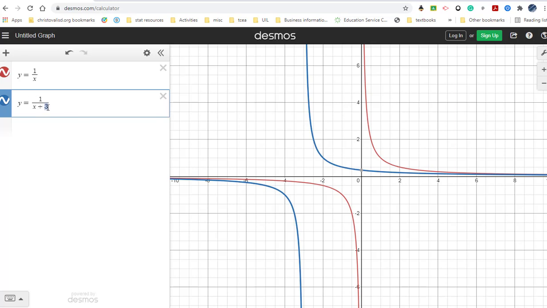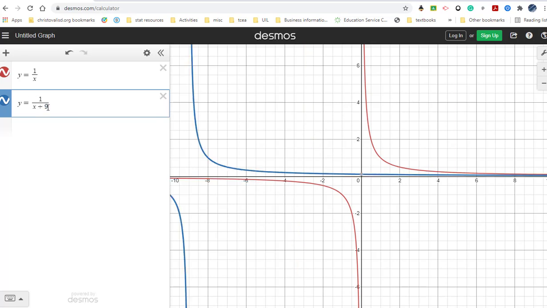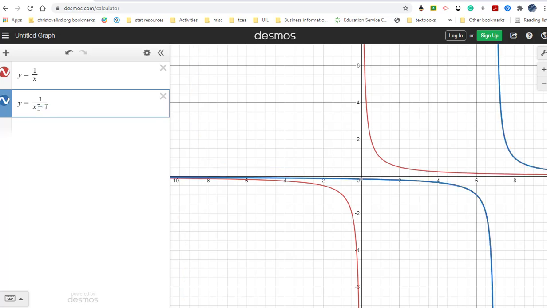If I added 9, it's going to go left 9. If I subtracted 7, it goes right 7. I think I said that backwards on the last one. It was left 9. So whatever I put here is going to behave opposite. So if I put a minus 7, it goes right. If I put a plus 7, it goes left.